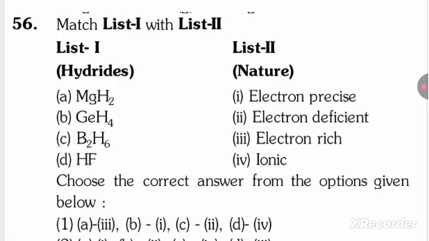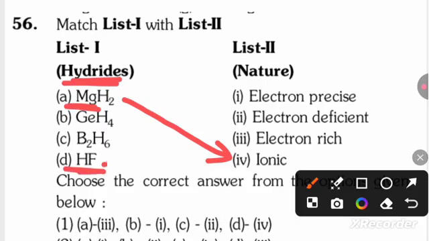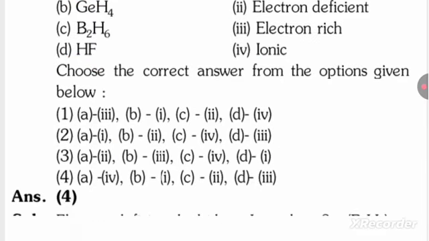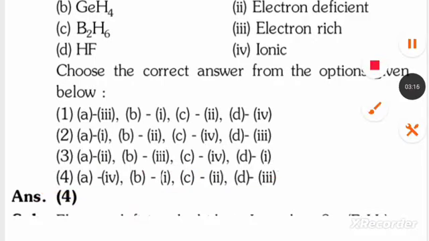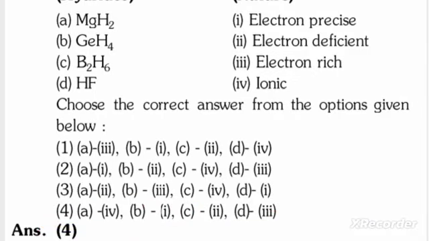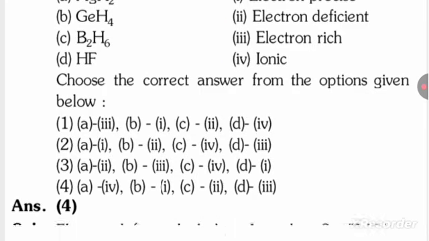Let us match list 1 hydrides with their nature. Magnesium hydride is ionic, and hydrogen fluoride is an electron rich hydride. So A matches with 4 and D matches with 3. In the given options, we can find the right answer in option 4. According to option 4, magnesium hydride is ionic, GeH4 is electron precise, B2H6 is electron deficient because it has fewer electrons than the octet configuration, and HF is an electron rich hydride.